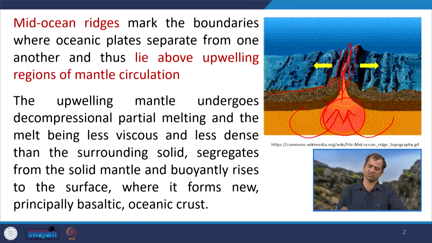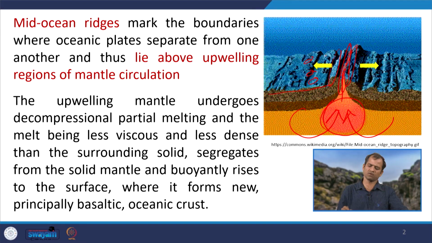It is the magma which is generated. It is less viscous and less dense than the surrounding solid mantle, so it segregates and buoyantly rises to the surface, where it forms a new, principally basaltic layer. So we know this is the basaltic layer, and these are the pillow basalts that are formed.